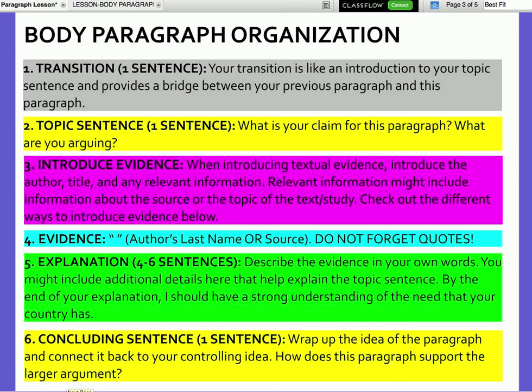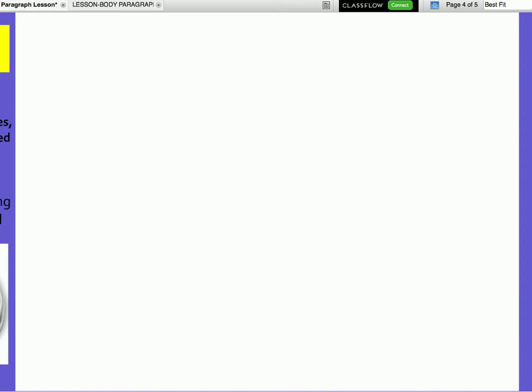So today we're going to start with our transition and our topic sentence. So the topic sentence is basically what the claim for the paragraph is. It's what you're arguing, and it's what you're going to teach in your paragraph. Your transition is going to transition you from the introduction to your topic sentence and provide a bridge between your previous paragraph and this paragraph. Since this is my first body paragraph, my transition is actually going to transition me from my introductory paragraph to my first body paragraph. Okay, let's see what this looks like.